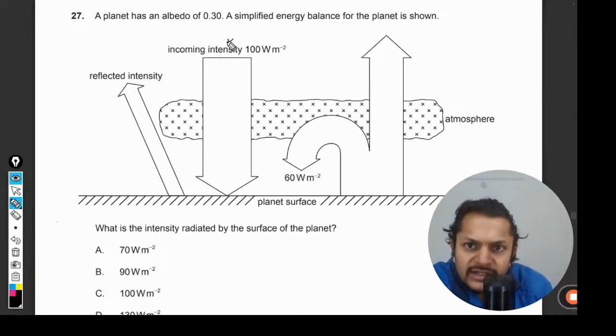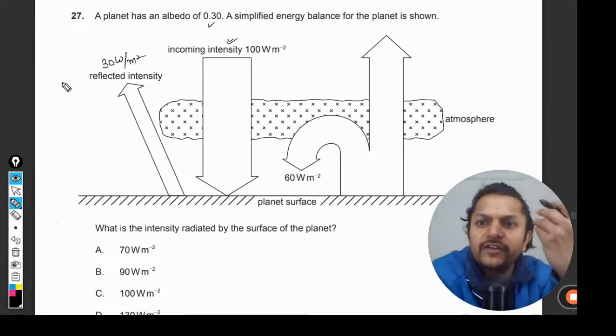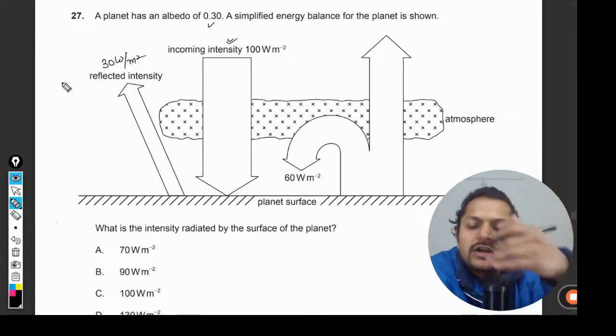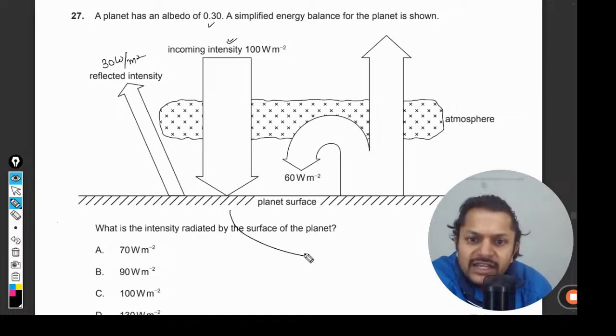See, the incoming intensity is taken to be 100. 0.3 is the albedo. It means that 30 watt per meter square is the energy which is reflected back by the clouds, by the surface of the planet, and whatever. 30% is gone there itself. You are left with 70 watt.